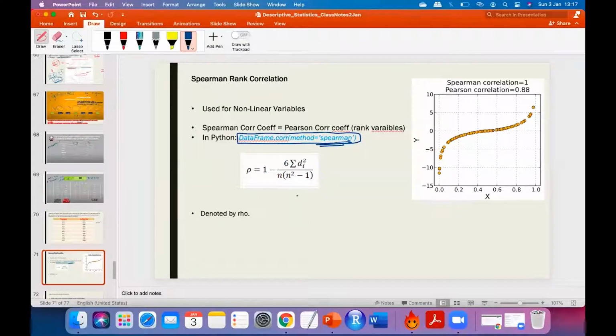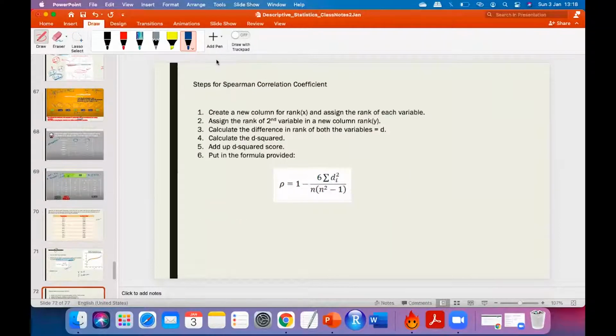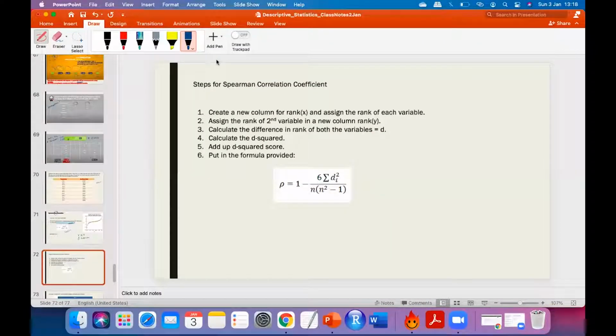Okay, and this is the formula. Pearson's correlation coefficient was denoted by small r, and this is denoted by rho, right? So Spearman rank correlation, as the name suggests, involves rank. What is that? I'll tell you with the help of an example. Let's see the steps. You would get to know the same thing.